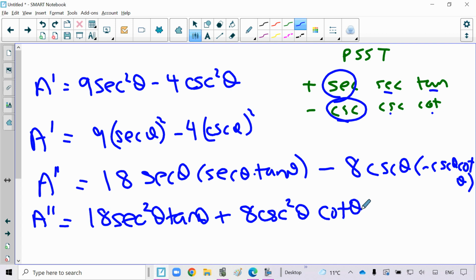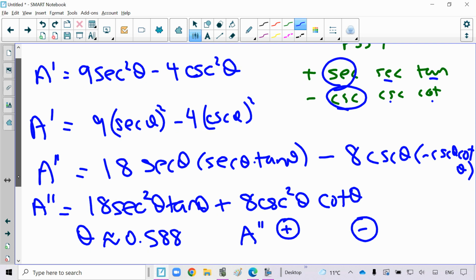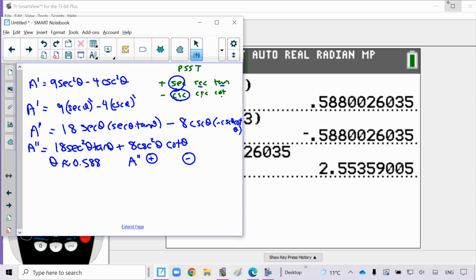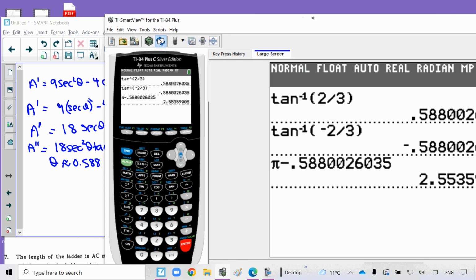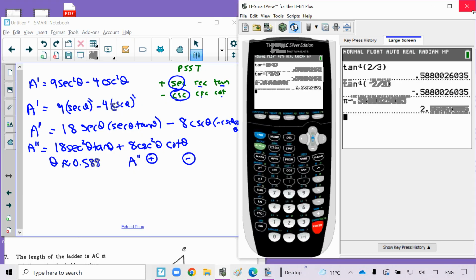Okay, so what we need to do is check when theta is approximately 0.588, I believe, is the second derivative positive or is it negative? And I already know what you guys are saying as I'm going through this question. Is there going to be something like this on the test? I think this might be a little bit advanced for the test, but not for university calculus, which is what I'm preparing you for. So let's go ahead and try this one.